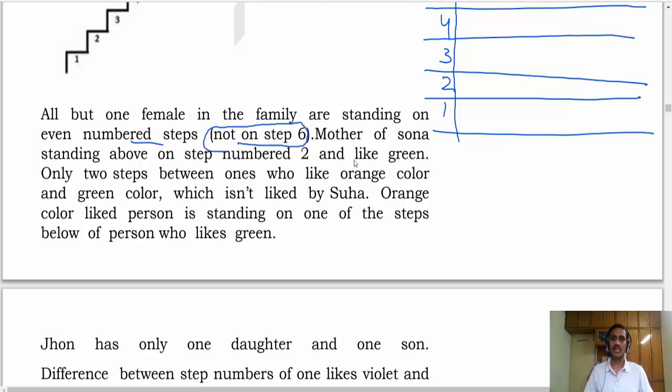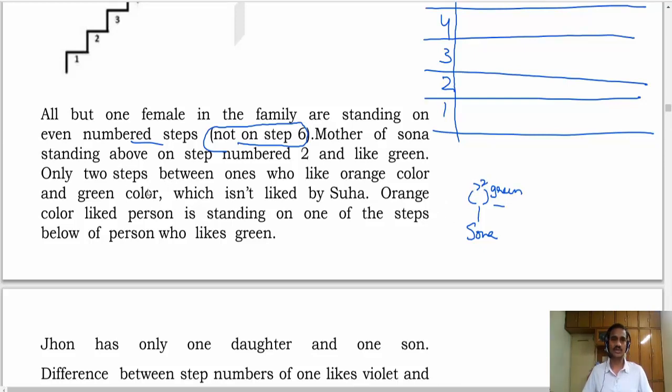Mother of Sona, there is a mother to Sona. Mother of Sona is standing above step number 2. Above step number 2, and she likes green. Now this person likes green and is above step number 2, greater than the second step. It could be 3, 4, 5, 6, 7, 8, anything.